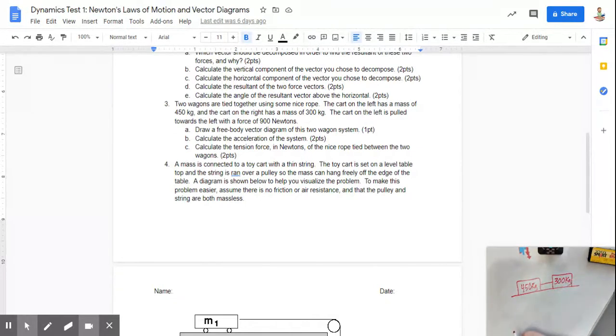The cart on the left is pulled towards the left with a force of 900 newtons. So this was a wild card. Really mixed it up on you and put the arrow on the other side. So force equals 900 newtons. All right, and they want us to draw a free body diagram. Did it.